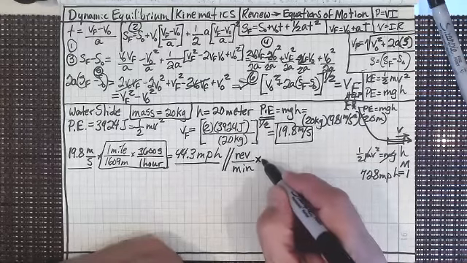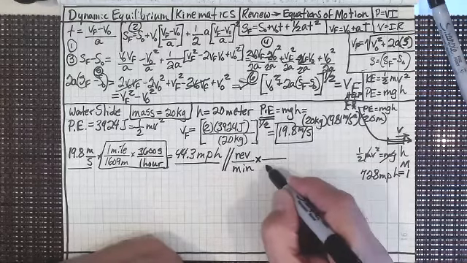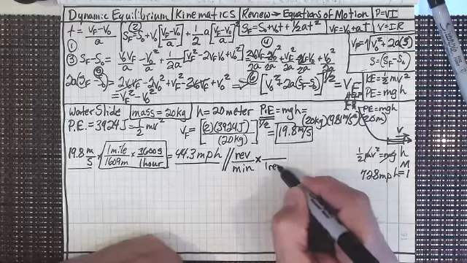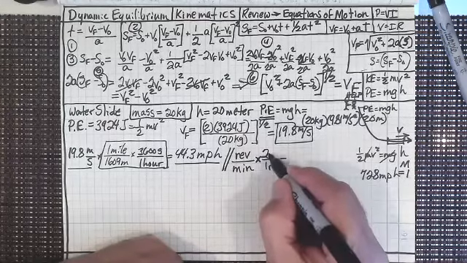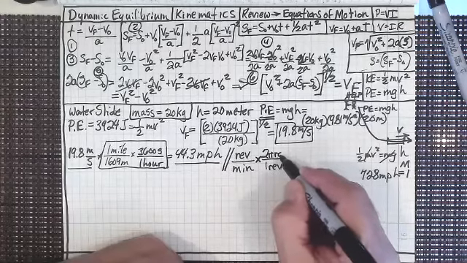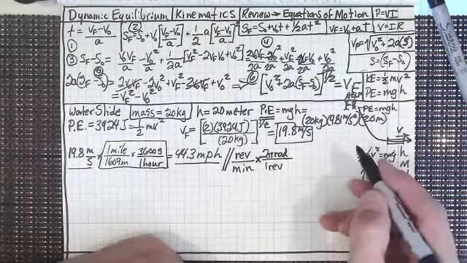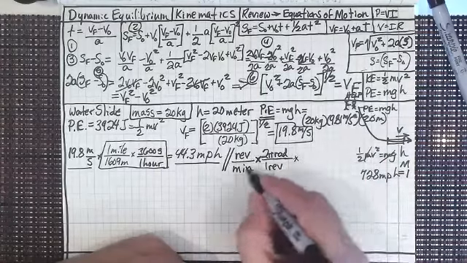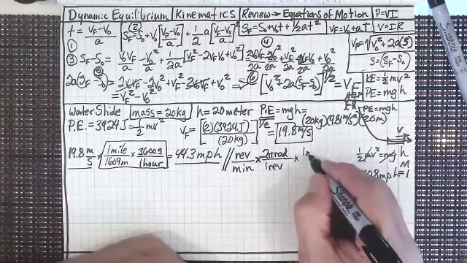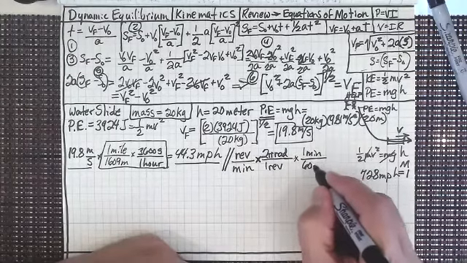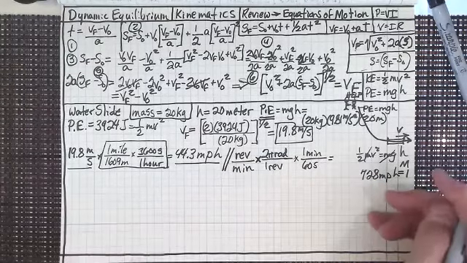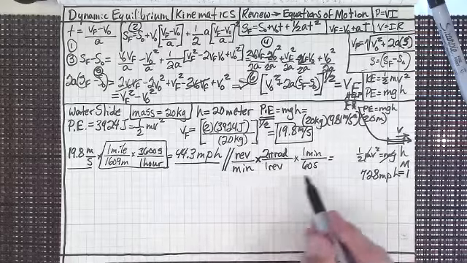So how do I get rid of revolutions? Well, one revolution equals 2 pi radians, right? Let's get rid of minutes. 1 minute equals 60 seconds, right? So you can see what I've got here.